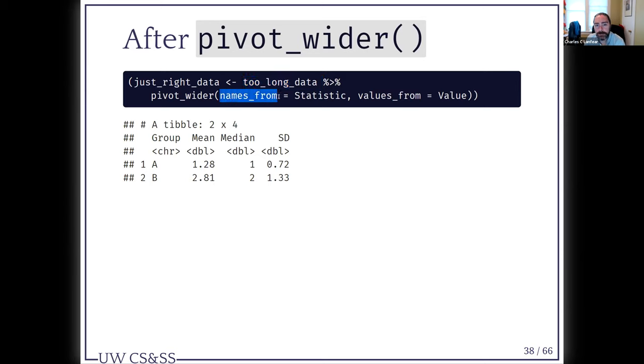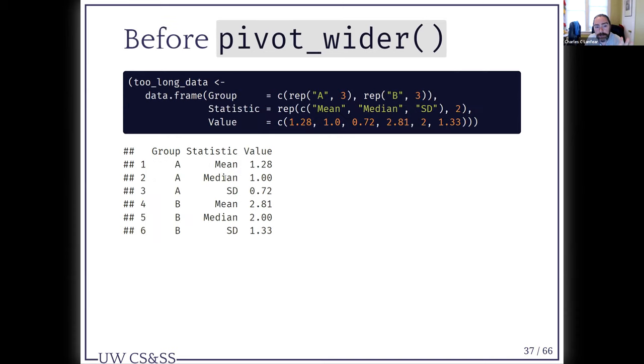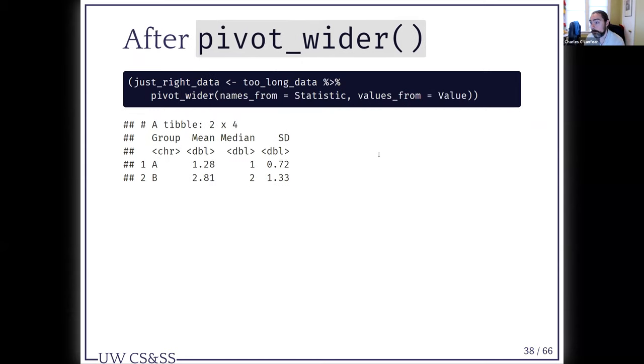I'm going to get the names from the statistic column and the values from the value column. The result is going to be a number of columns equal to the number of unique values of the statistic. And then the values will get populated in the cells. Because this old statistic column had the values mean, median, and SD, those are the new columns. And then these are the group specific values for each of those. So the prior thing here has been pivoted out so that each value, mean, median, SD, becomes a new column. This is pivoting data wider.